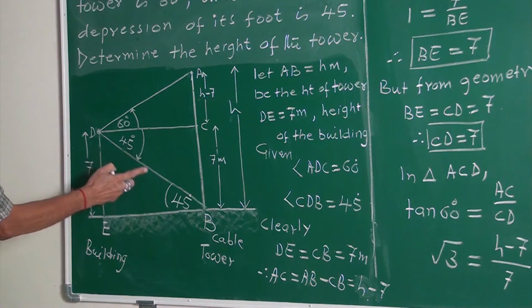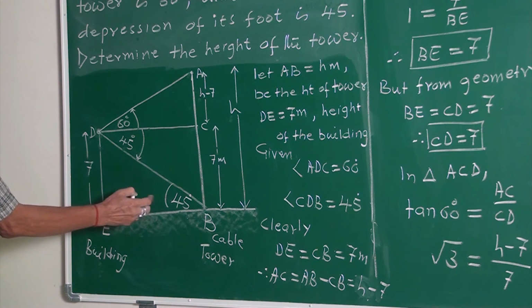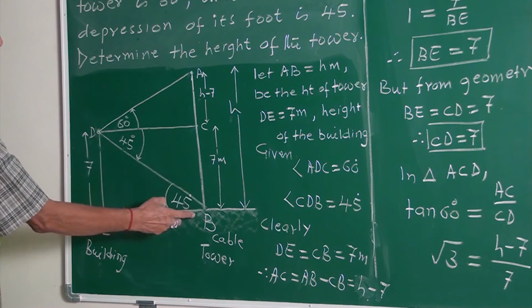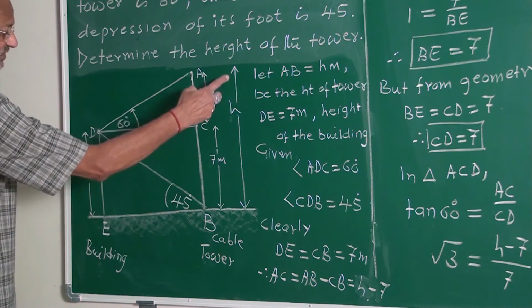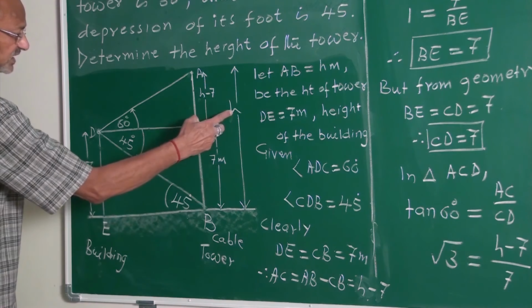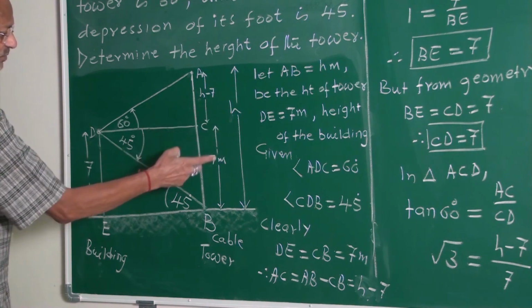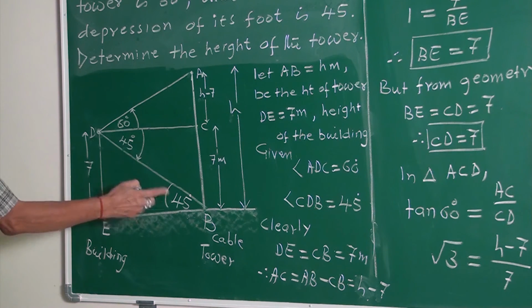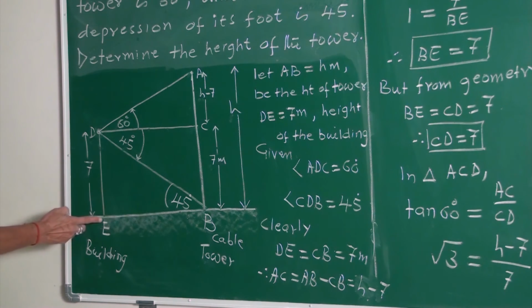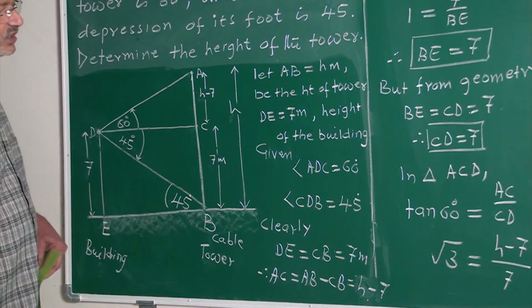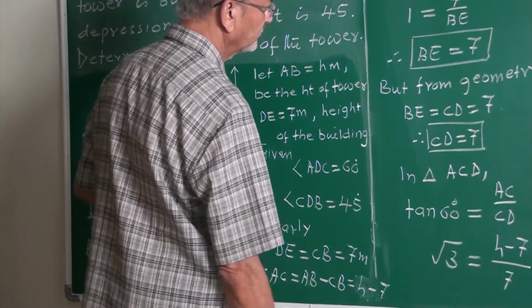From your high school geometry, alternate angles, DE equals BC equals 7. If the height of the cable tower is h, this small piece is h minus 7. Now clear. Tan 45 is DE upon BE, 7 upon BE. Therefore, the value of BE is 7.